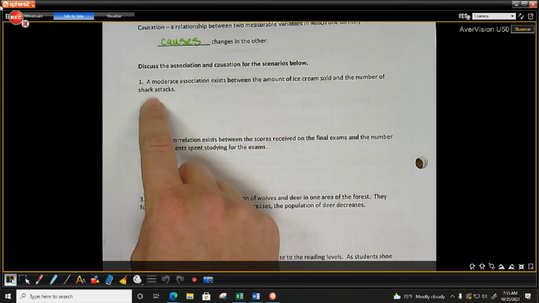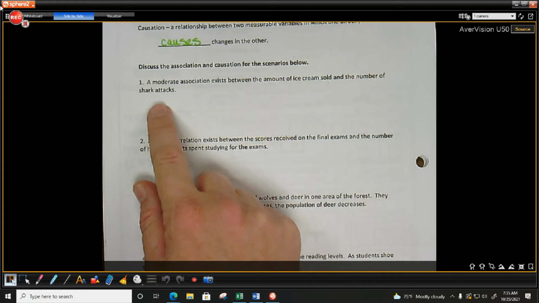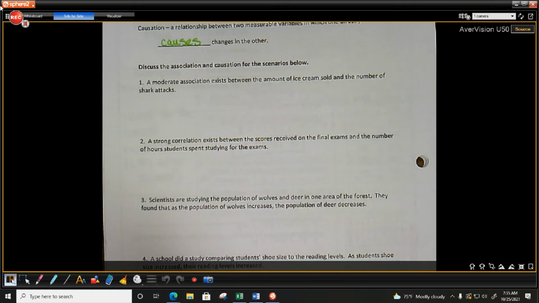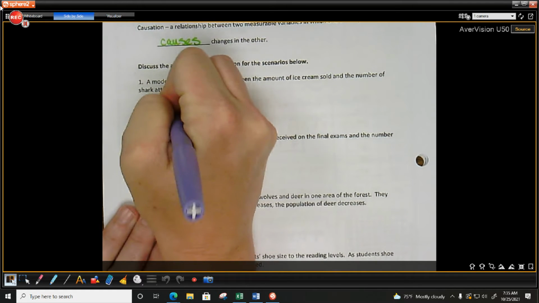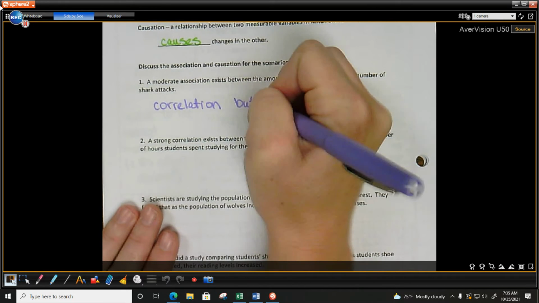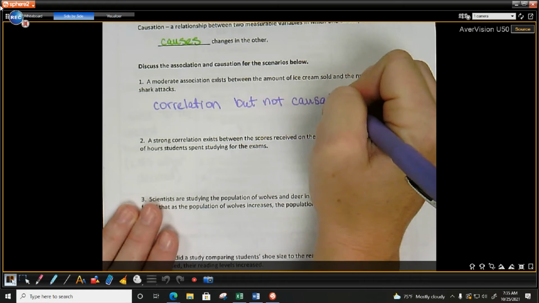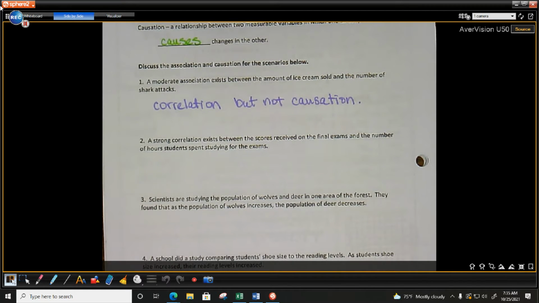But is there causation? Do ice cream sales cause people to get attacked by sharks? No. Do shark attacks cause people to go buy ice cream? No. So would this be an example of correlation or causation? Just correlation. There's no causation. So it's correlation but not causation. So you can have a relationship between two pieces of data without one causing the other.